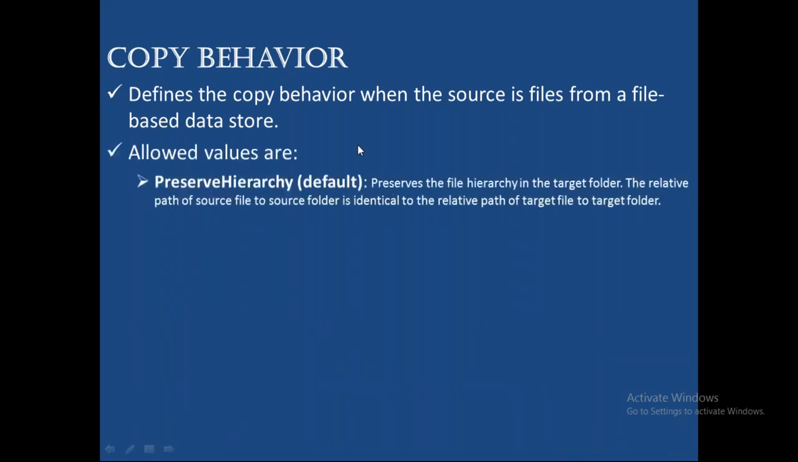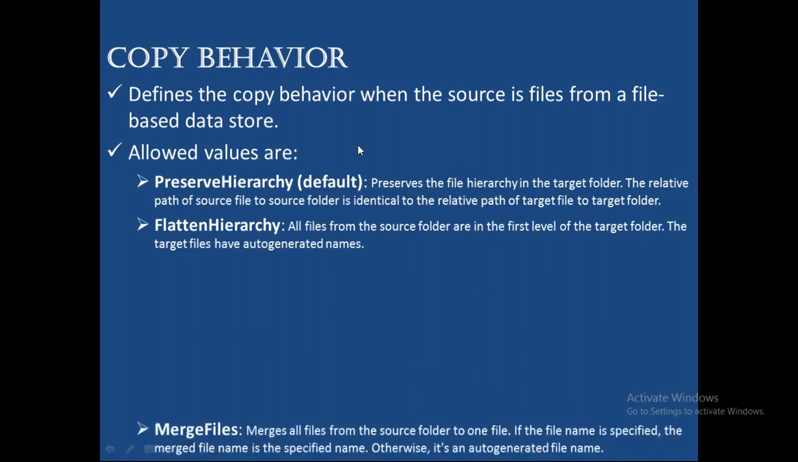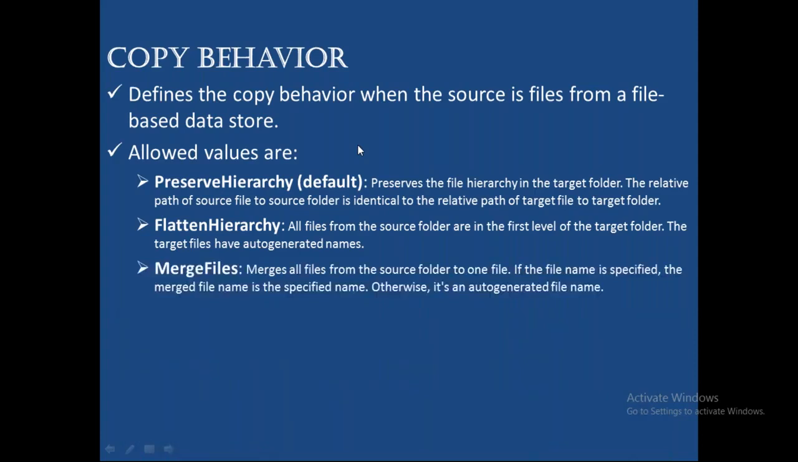What are those? Preserve hierarchy. We have seen exactly whatever structure we have in source side, same structure will go to your target. Flatten hierarchy, it will just remove all the subfolders. It will bring all the subfolder files to a root directory, root folder. Next, merge files means it is going to merge all the file content, and it will give a single file. Okay, we have seen without recursive and with recursive what will happen. Without recursive means it is not going to consider the subfolders.